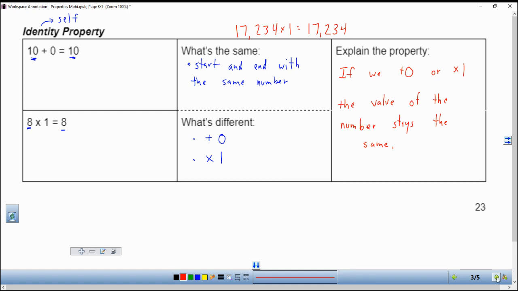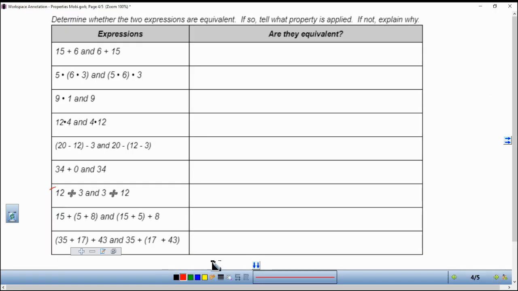So what we're going to do on the next page is work with some of these properties. I'm just going to jot down the ones we already know so far. So we have the commutative property. Commute means to move, so we're talking about the order of the numbers. The associative property. Associations are groups, so we're thinking parentheses, associative. And then there's the identity property, which is adding 0 or multiplying by 1 doesn't change the value.